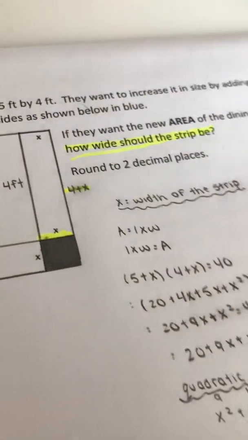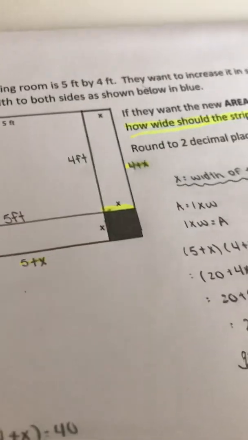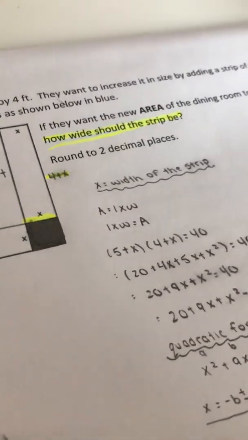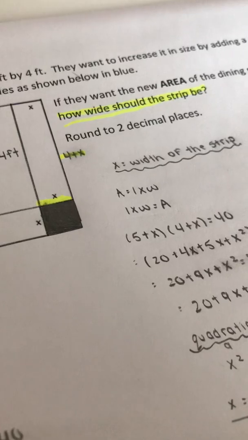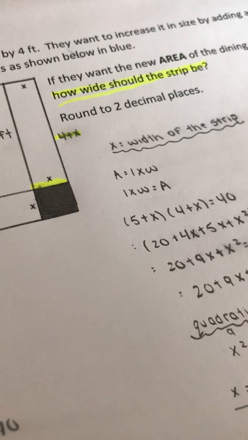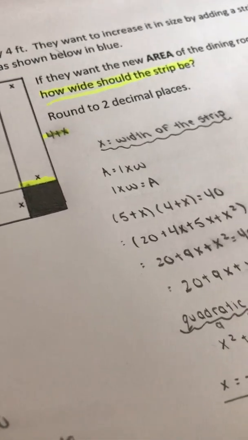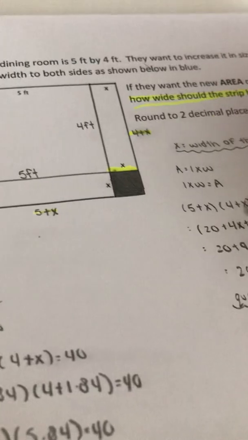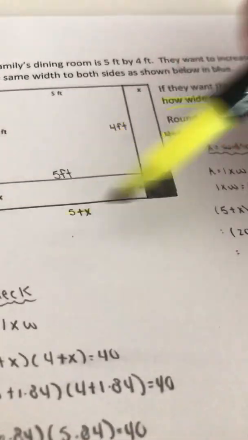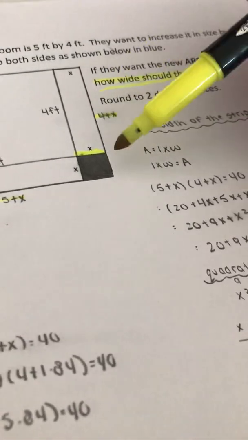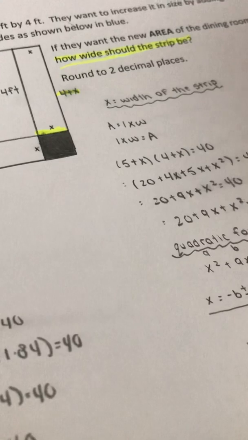I let x equal the width of the strip, and then I used the area formula because the question gave us the area. The area formula is area equals length times width. I rearranged that because I'm used to factored form, so length times width equals area. Then I plugged in what we know. The length in this situation is 5 plus x, and the width is 4 plus x, which is equal to the total area, which is 40.